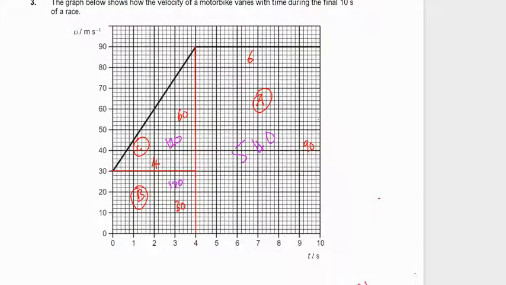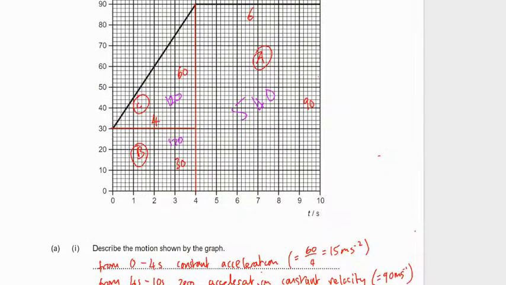Question 3. Okay, so what we've got here is a velocity time graph of a race for the final 10 seconds. We see that in the first 4 seconds of the last 10 seconds, the person is moving with a constant acceleration because there's a constant gradient. The second section, from 4 seconds to 10 seconds, they're moving at constant speed, so there's no acceleration at that point. So I've written that down.